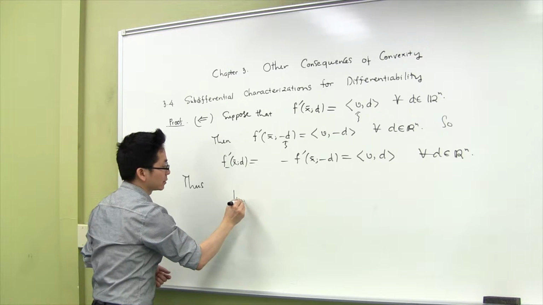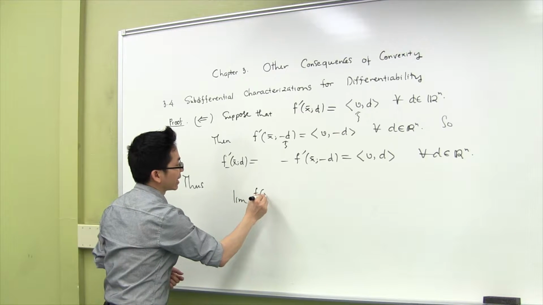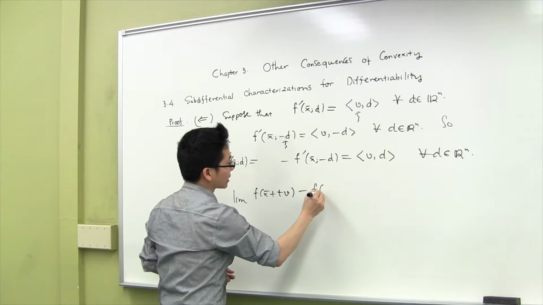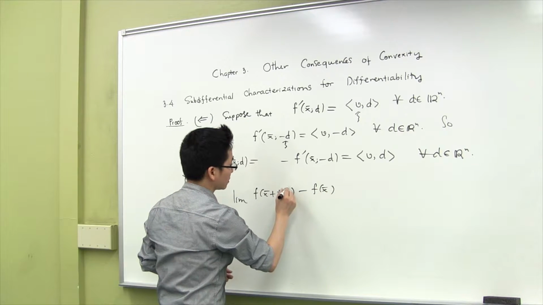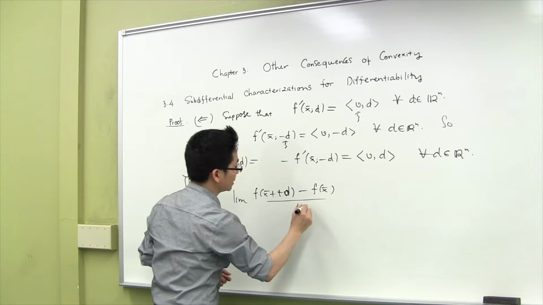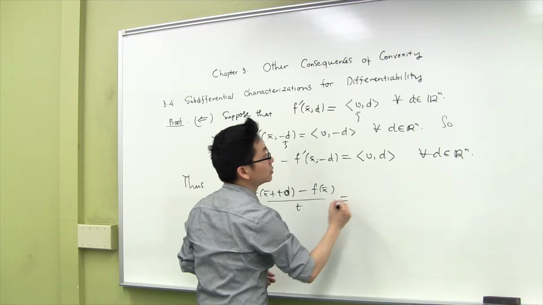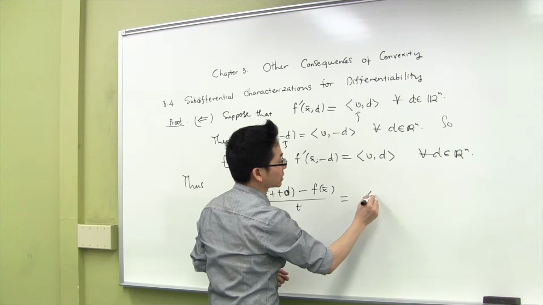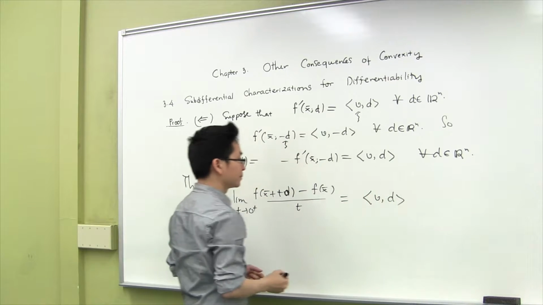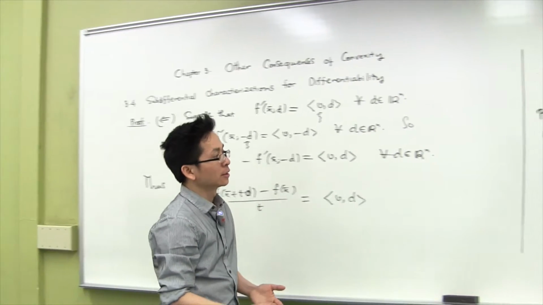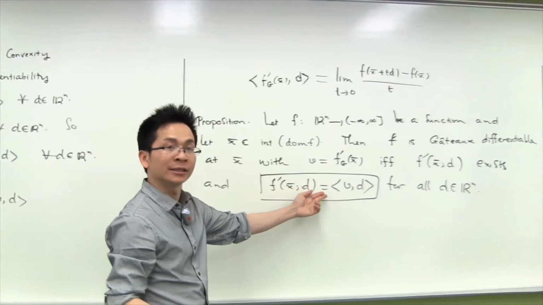The limit of f of x bar plus t times d minus f of x bar over t as t approaches 0 from the right is equal to the inner product of v and d. Okay, this is true because of this equality.